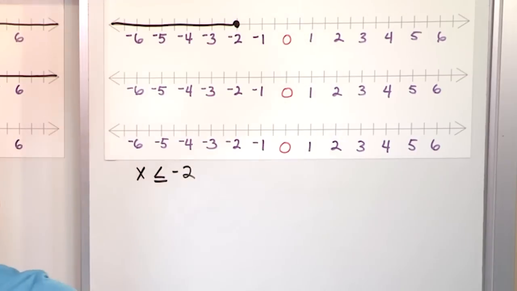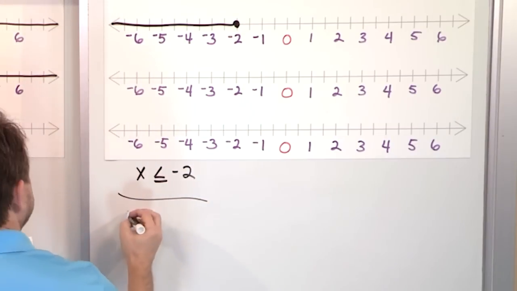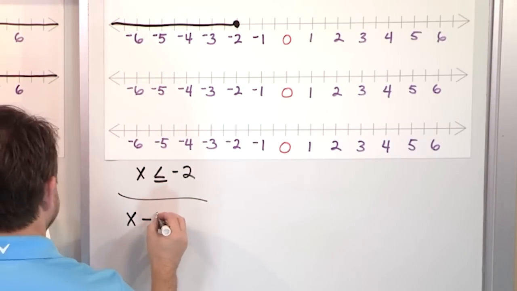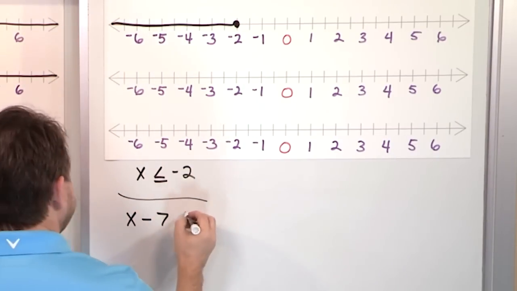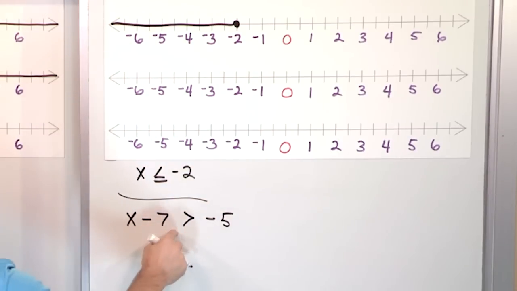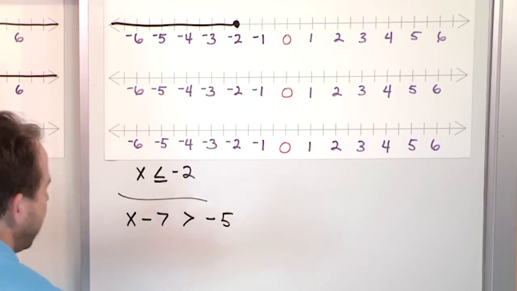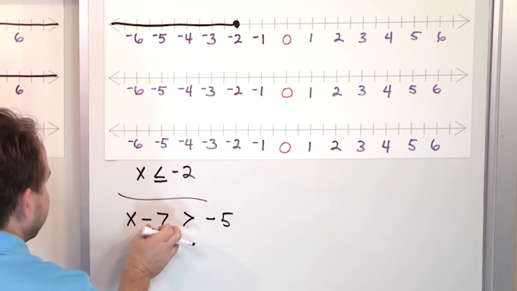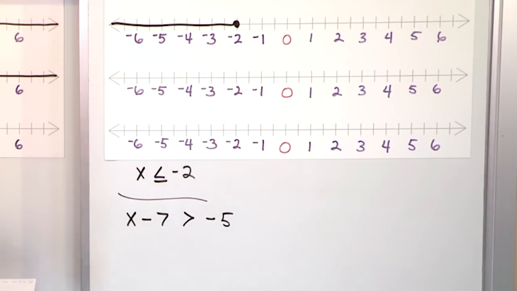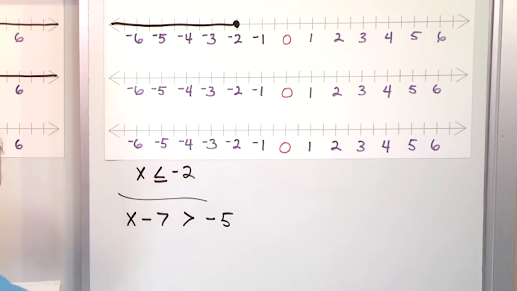So just to give you an example of one of the very simple ones, let's say we had the problem x minus 7 is greater than negative 5. So what you do first of all is pretend that this is an equal sign right here. You pretend it's an equation. So if this was x minus 7 equals negative 5, what would you do? You want x by itself, so you have to get rid of the 7. How do you do it? You do the opposite. You add 7 to both sides.